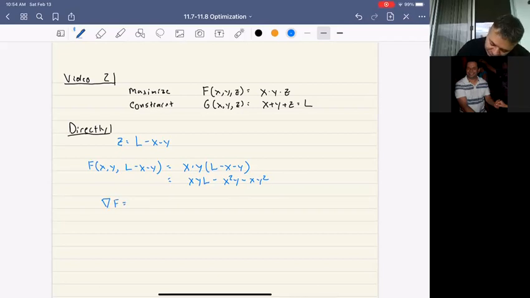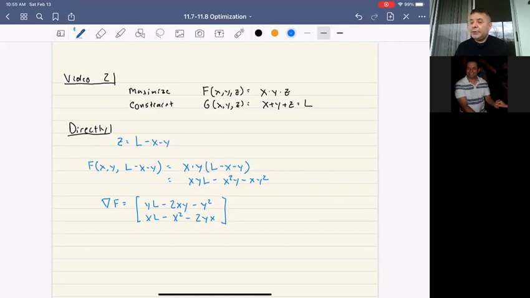Gradient of f equals, first the derivative with respect to x. So we're going to get yL minus 2xy. Next, the derivative with respect to y, and that is xL minus, I forgot a term, minus y squared there. xL minus the derivative of this with respect to y, x squared, minus 2yx.